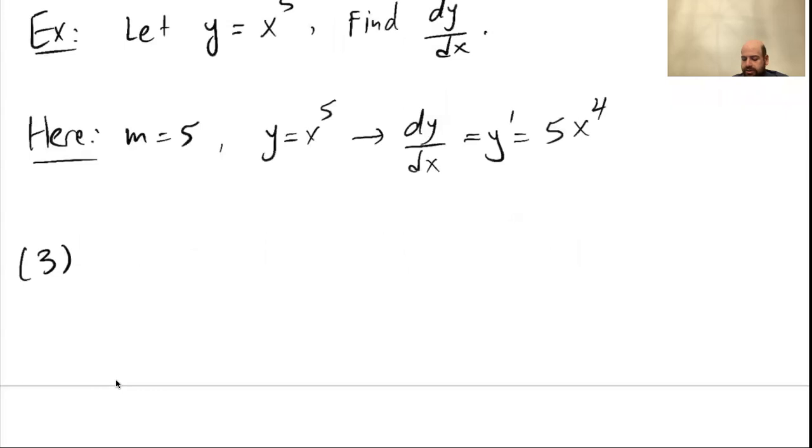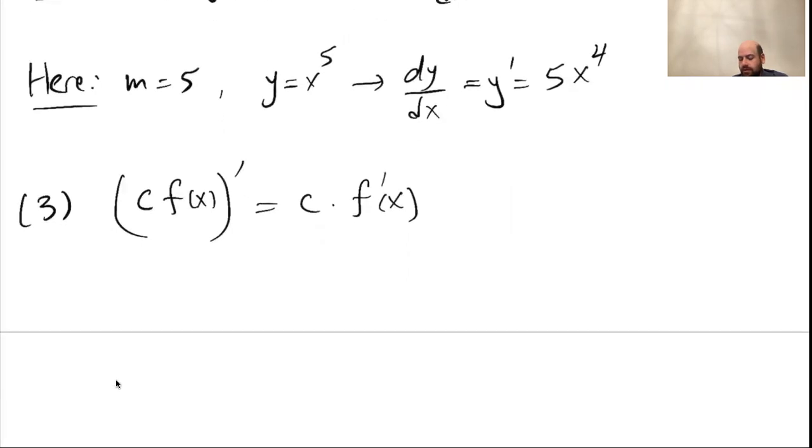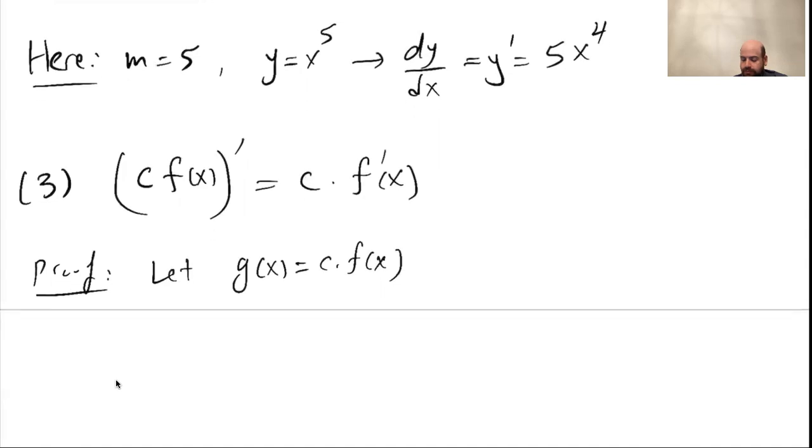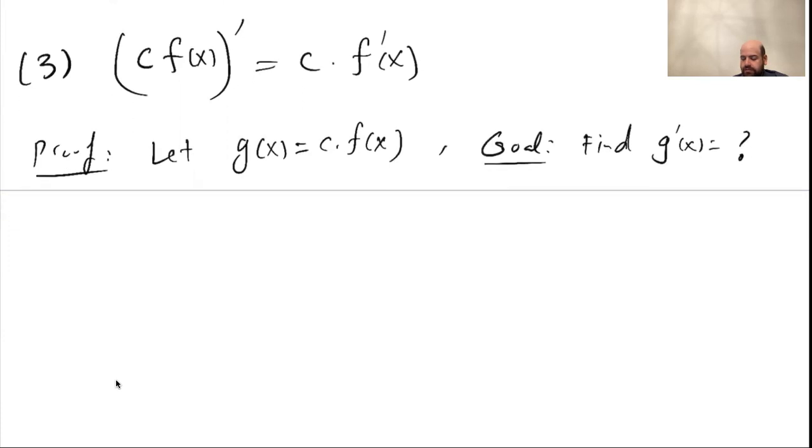Now, the third rule for differentiation: if you have c f of x, its derivative is c times f prime of x. So if you have a constant multiplying a function and you want to differentiate it, you can take the constant out. Let's see why. Proof: say g of x equals c times f of x. Then the goal is to find g prime of x. If you can show that g prime of x is c times f prime of x, that's all we need to show. So how can I find g prime of x?